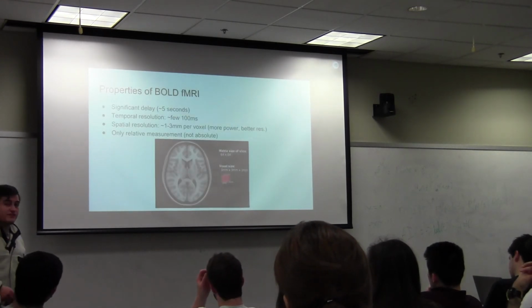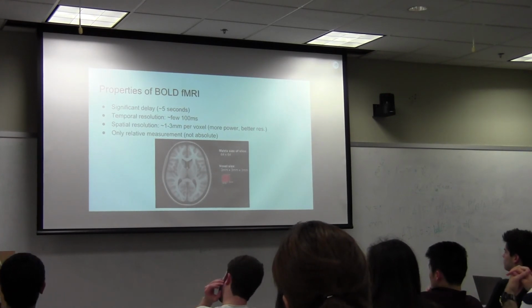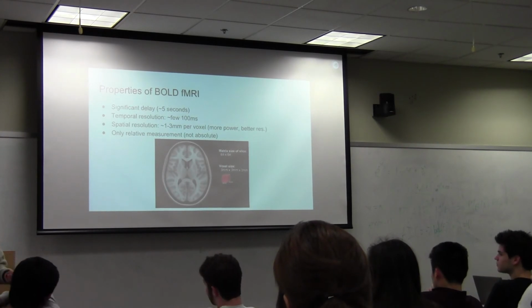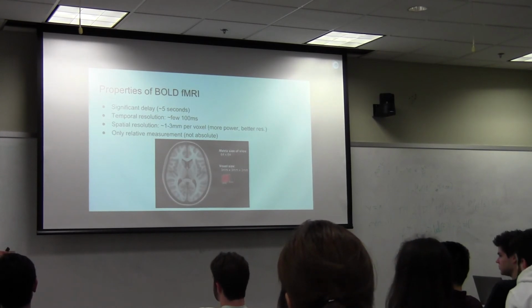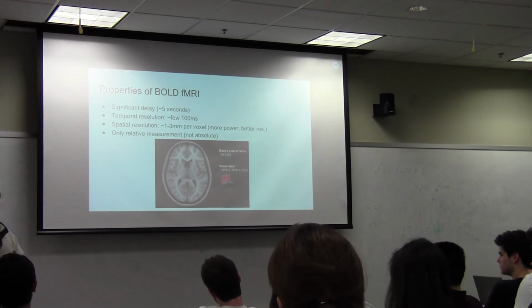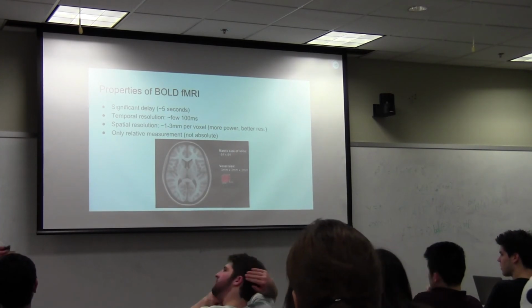So some properties of it in general. There's a huge delay because when you release this glutamate, that's a chemical thing and it takes a long time for your body to increase the blood flow. Neural activity can change within milliseconds, but the peak BOLD response is about 4 or 5 entire seconds after the stimulus or after the activity starts. So it's kind of slow, so you have to go back and figure out what was going on during that time period.